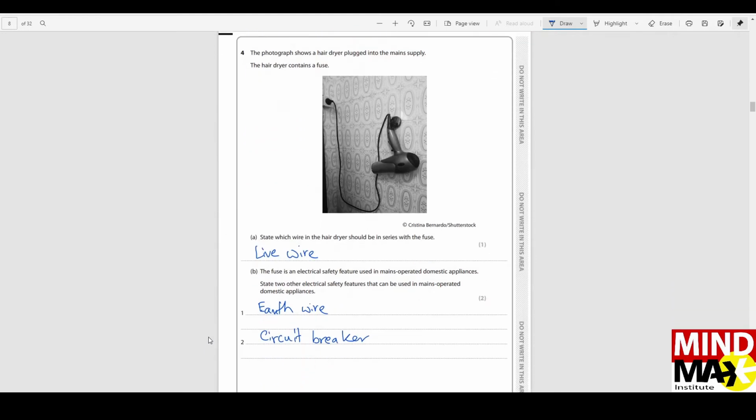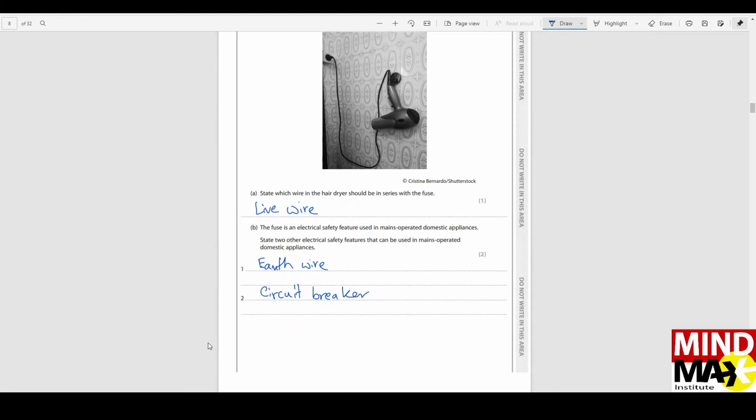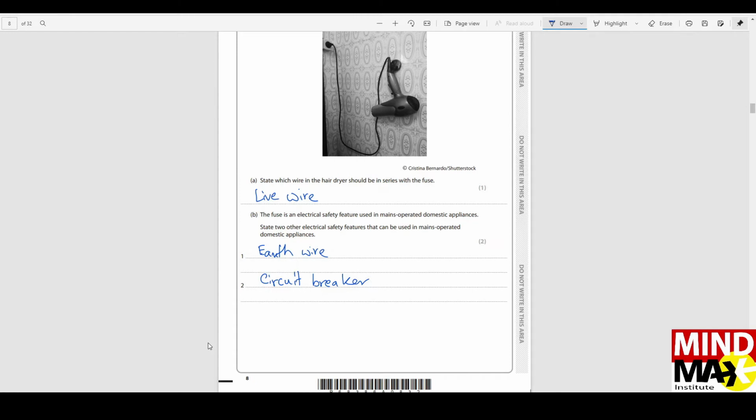Then state which wire the fuse should be connected to, of course the live wire. Then state 2 electrical safety features which can be used in mains operated domestic appliances. There are so many of them. You can go for double insulation as well. You can go for earth wire. You can go for circuit breaker. You can go for so many of them.